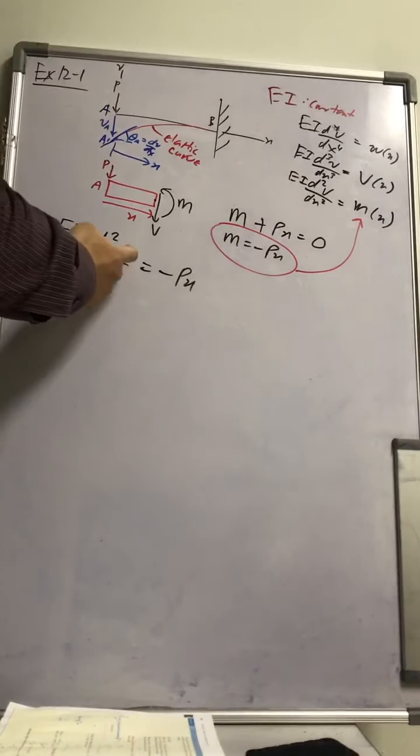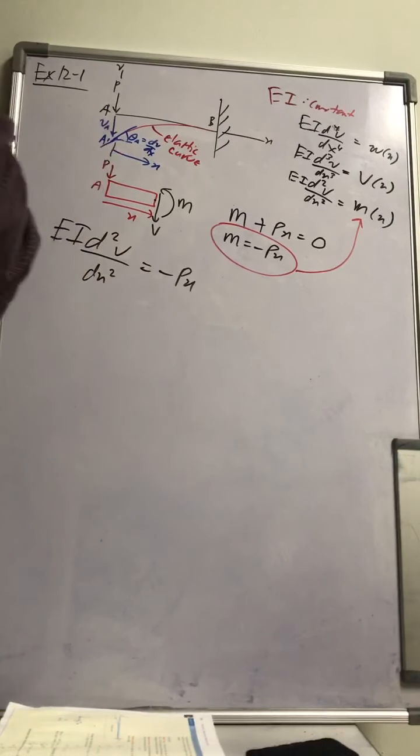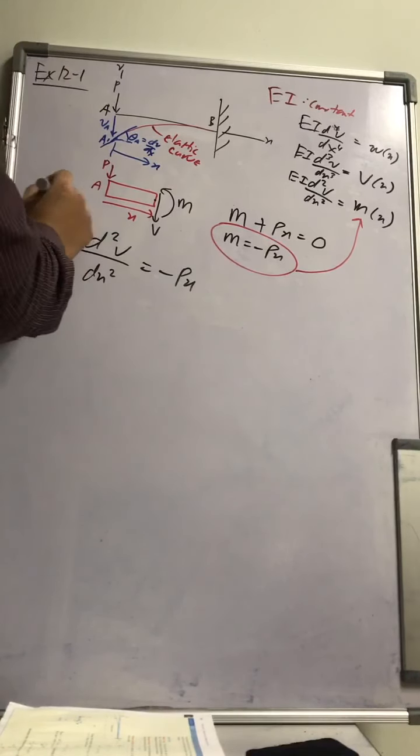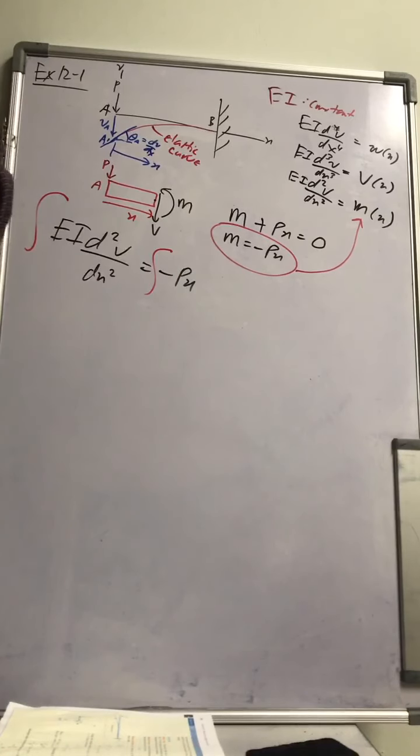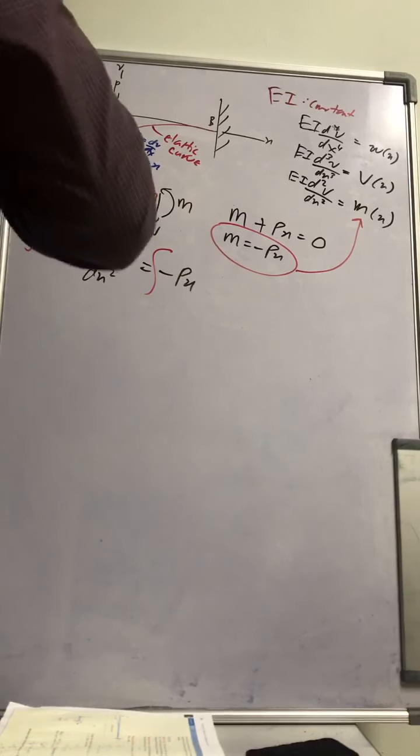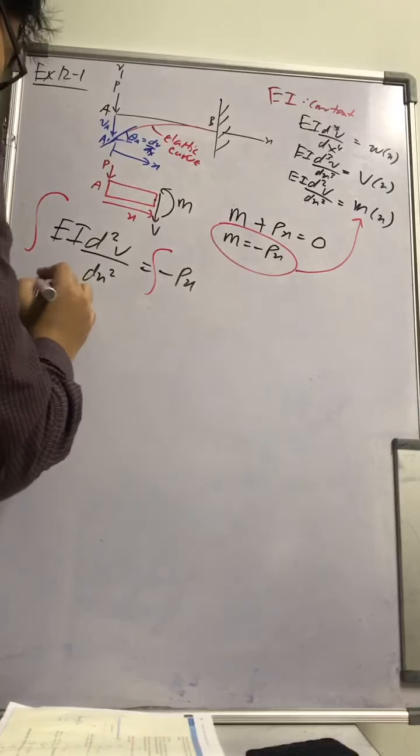How do you get this nu? You need to integrate, right? You integrate here, integrate there. EI is constant, so it's fine. Just leave it as EI, okay?